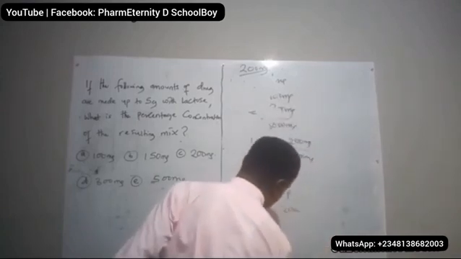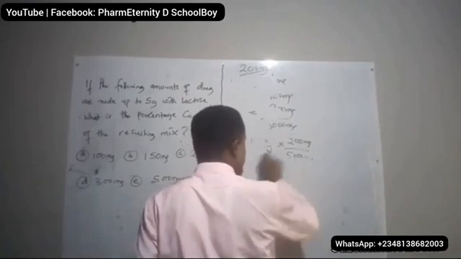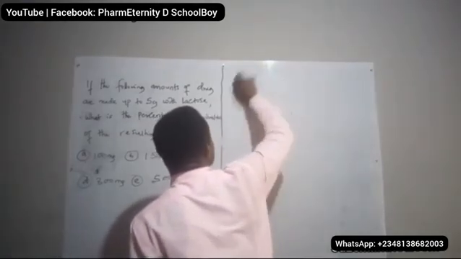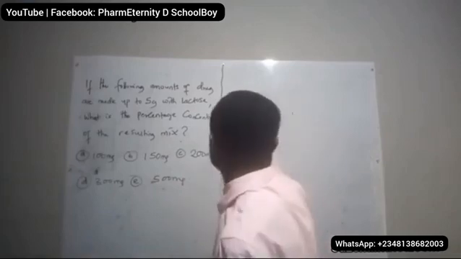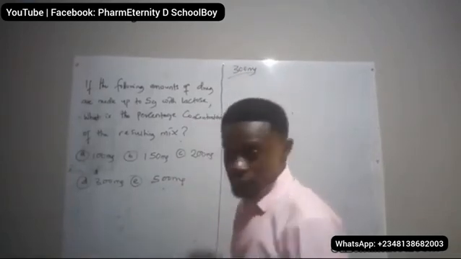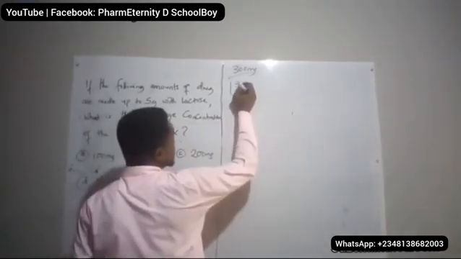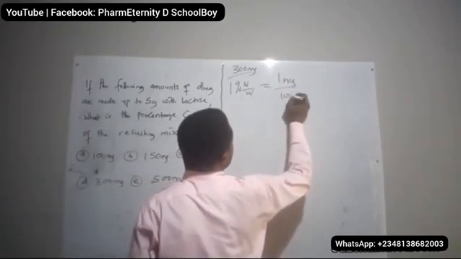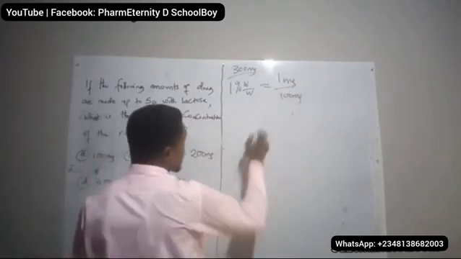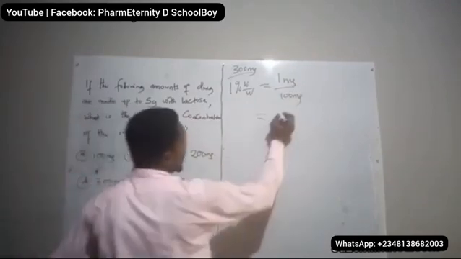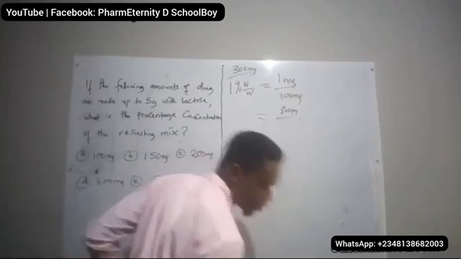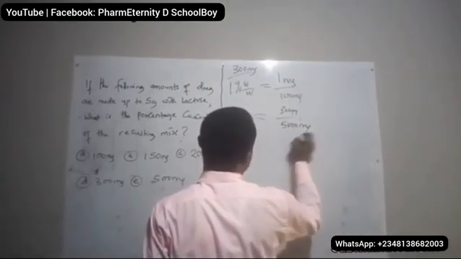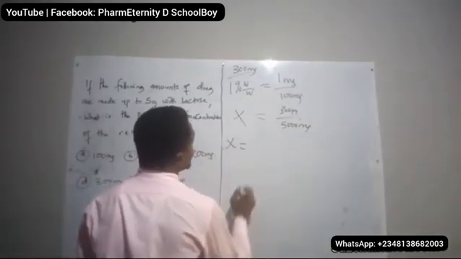Let's go over to 300 milligrams. So let's start with 300 milligrams. The same formula. 1% weight per weight is equal to 1 milligram over 100 milligram. What it implies is that for 300 milligram, we now have 300 milligram over 5,000 milligram, which is equal to X.